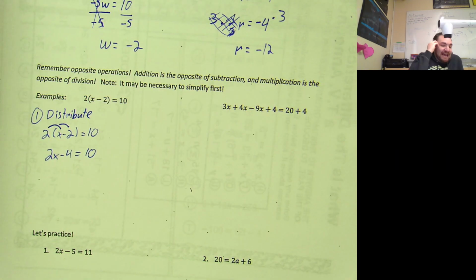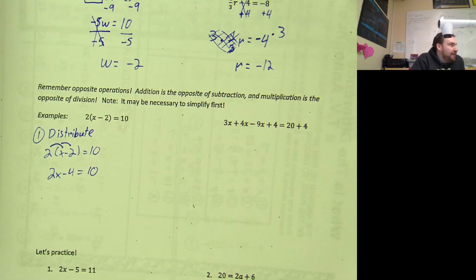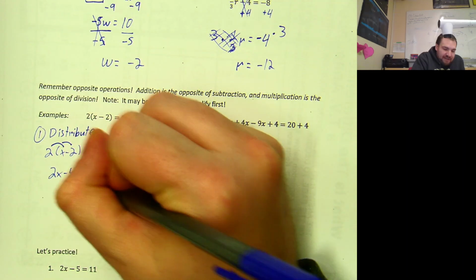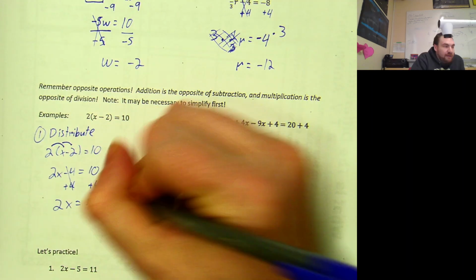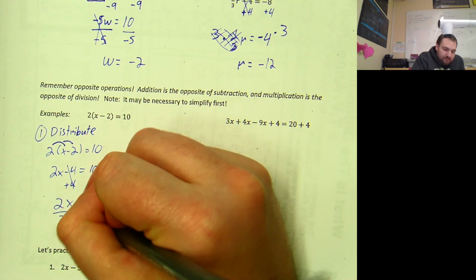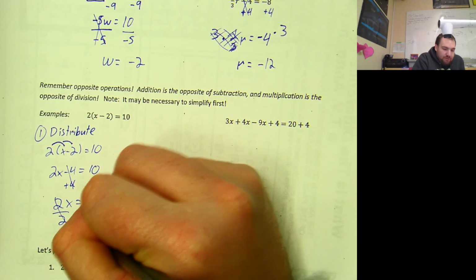And now this question looks just like the previous one. I'm going to do what? I'm going to add 4 on both sides. Going to cancel there, leaving me with 2x equals 14. Carolyn, finish it off. Cool.